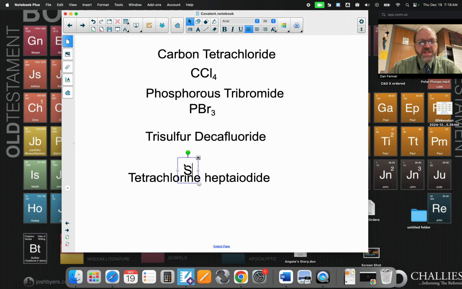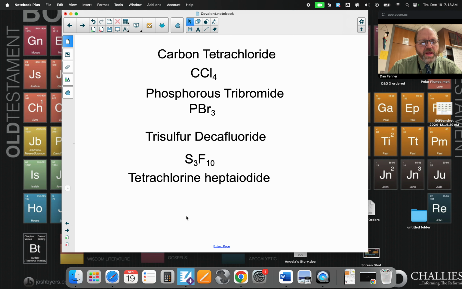Okay, let's try this one. Sulfur is S. And then we're going to have to use a 2. And then we have fluorine, which is F. And there are deca. Deca means 10. Actually, it should be 3, not 2. There, to fix that. So F3, F10. Bring that up a little bit so we can see it better.